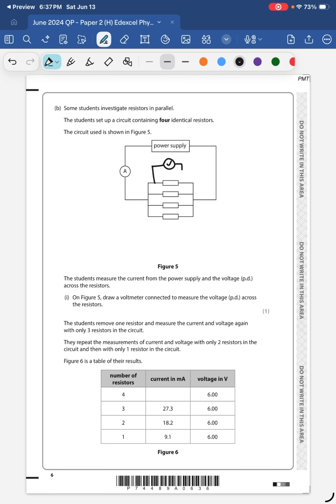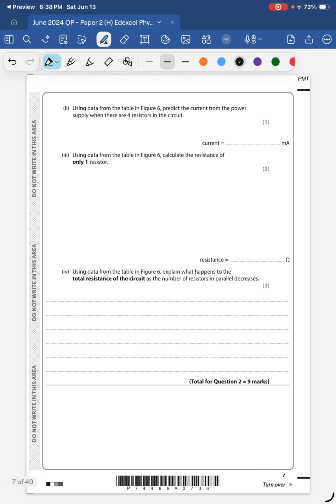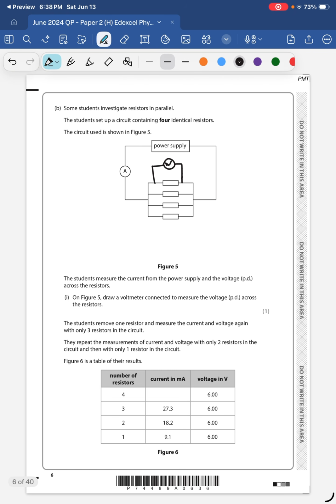I guess here will work. Okay, that's good. The students remove one resistor and measure the current and voltage again with only 3 resistors in the circuit. They repeat the measurements of current and voltage with only 2 resistors in the circuit and then with only 1 resistor in the circuit. Figure 6 is a table of their results. Using data from the table in figure 6, predict the current from the power supply when there are 4 resistors in the circuit. So this missing value pretty much.